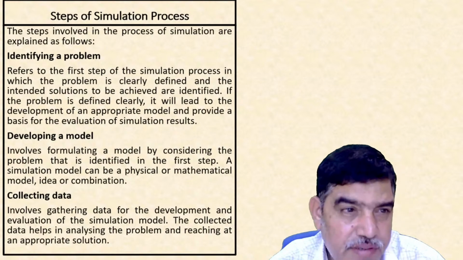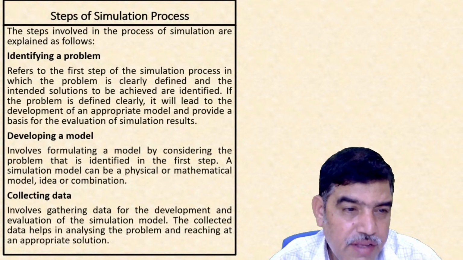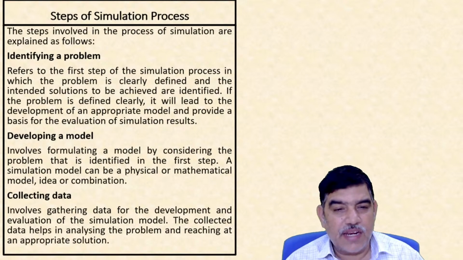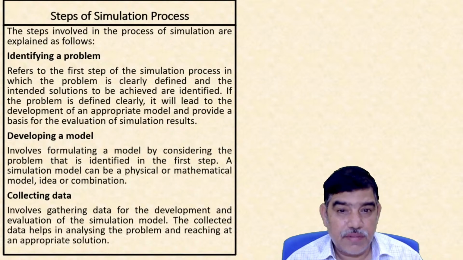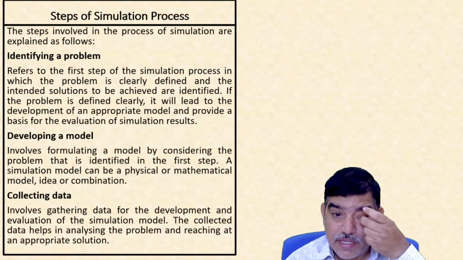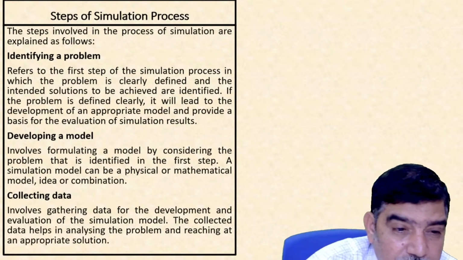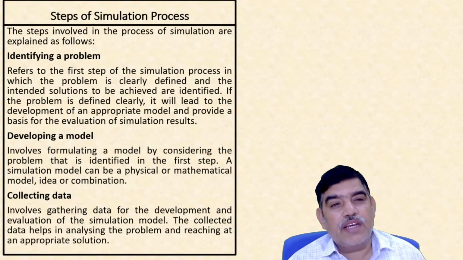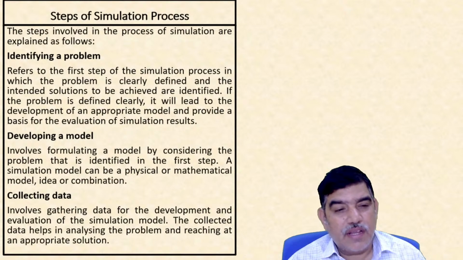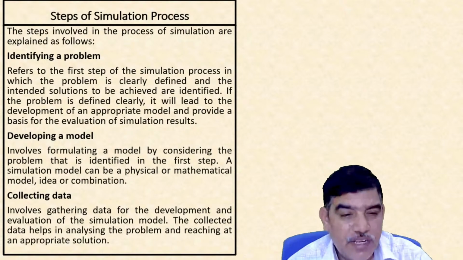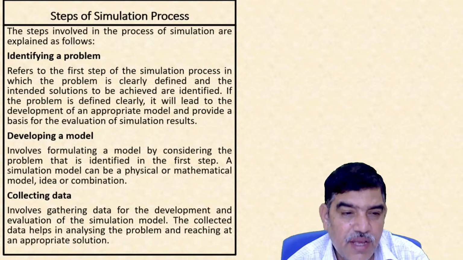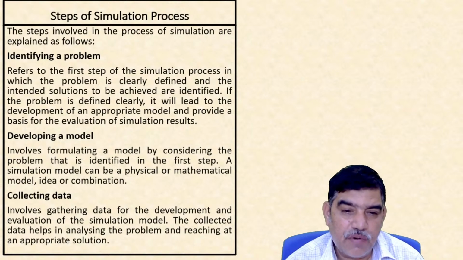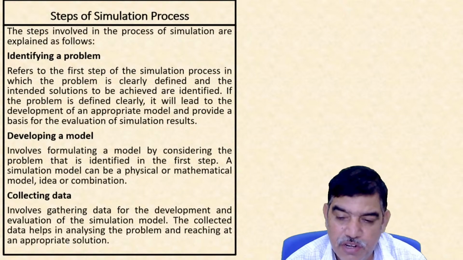Developing a model. The second step, developing a model, involves formulating a model by considering the problem that is identified in the first step. A simulation model can be a physical or mathematical model, or a combination. Then the third one is collecting data. After identifying the problem and developing a model, the third is collecting data. It involves gathering data for the development and evaluation of the simulation model. The collected data helps in analyzing the problem and reaching an appropriate solution.